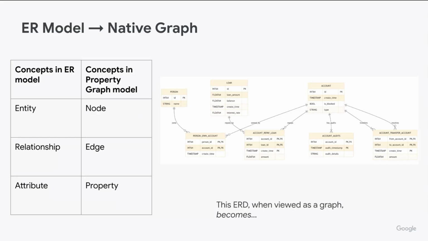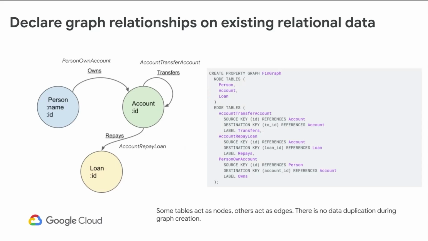To give an example, an entity in an ER model loosely translates to a node, a relationship translates to an edge, and an attribute translates to a property. So this ERD, when viewed as a graph, sort of becomes this three-node graph structure. If you look at this graph, we have a person node, an account node, and a loan node. And the edges of this graph show the relationship between them.